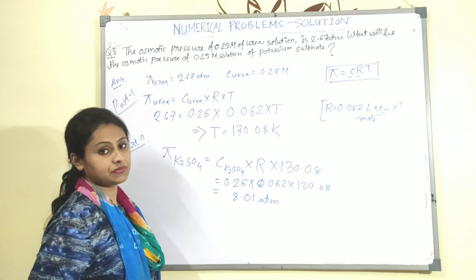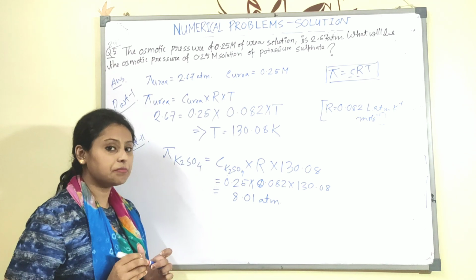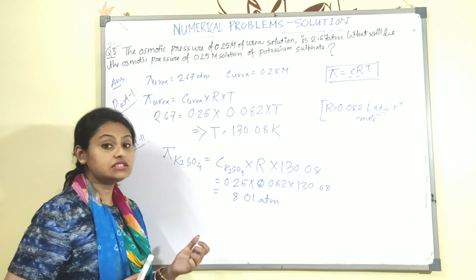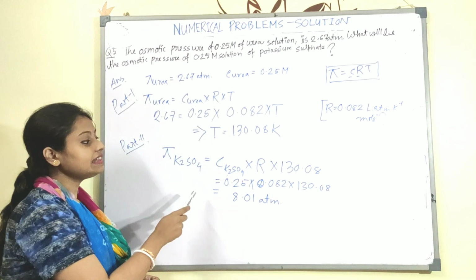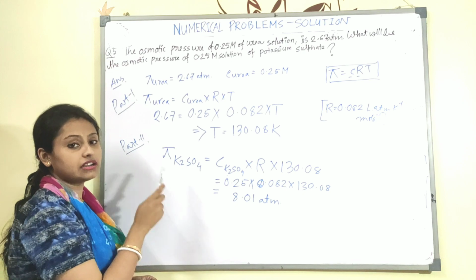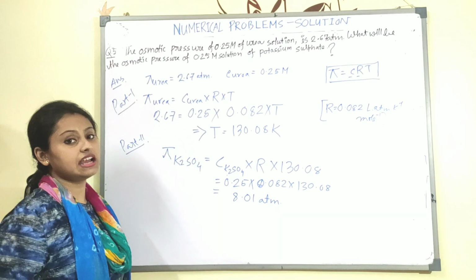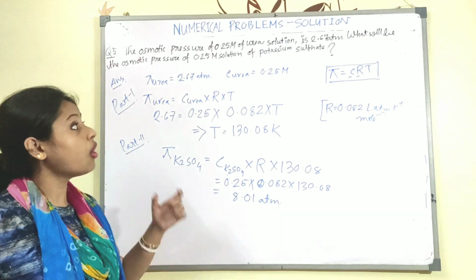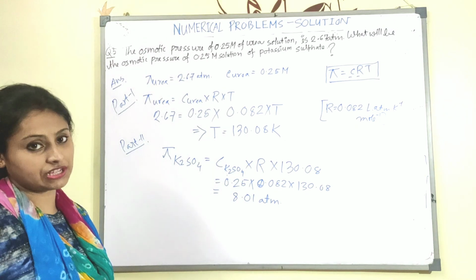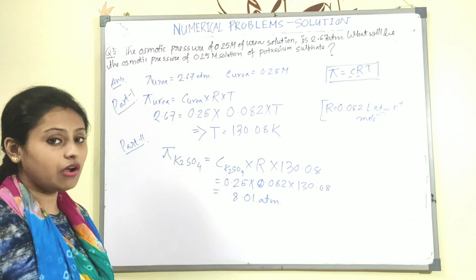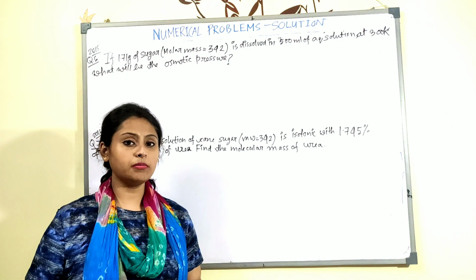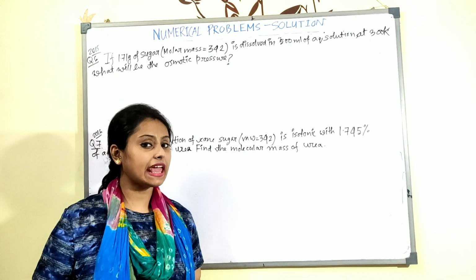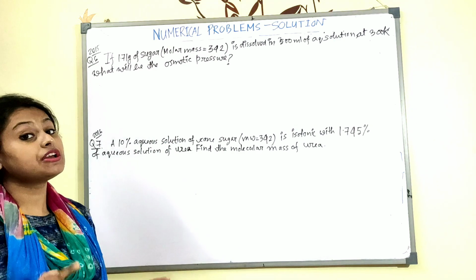So the pi of K2SO4 will be 8.01 atm. So this is a very simple problem, but we need to use the data obtained from part 1 in the solution of part 2. So this is type 1 problem of osmotic pressure. Okay students, now what will be the next problem? Now the next problem is the problem which came in 2015.